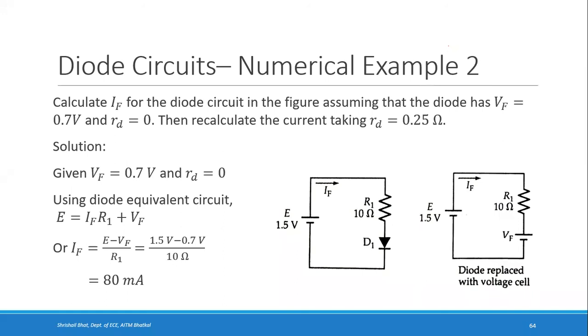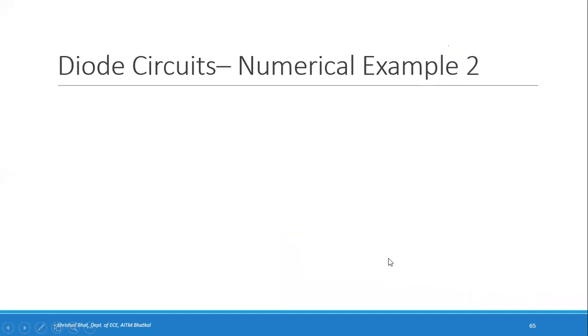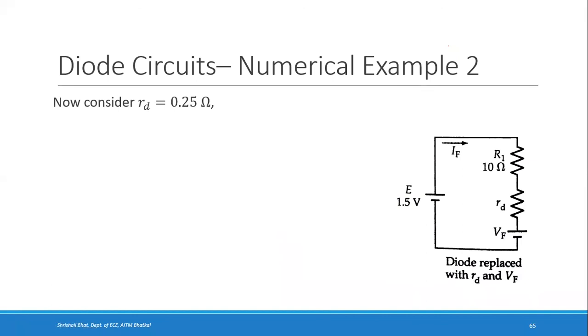There is another part in the problem. This is not complete, right? You are asked to recalculate the same using RD equal to 0.25 ohms. Now, in place of the diode, we have to replace it with its complete DC equivalent circuit, which consists of a resistance in series with the voltage source. So we have to consider another resistance here, RD, and a voltage source VF. In that case, what would be the circuit? Consider RD 0.25. This will be the equivalent circuit. The diode is replaced with RD and VF. RD is equal to 0.25. VF is equal to 0.7.